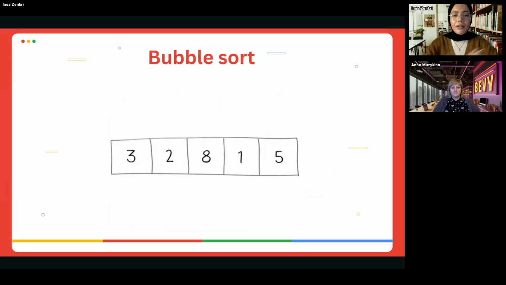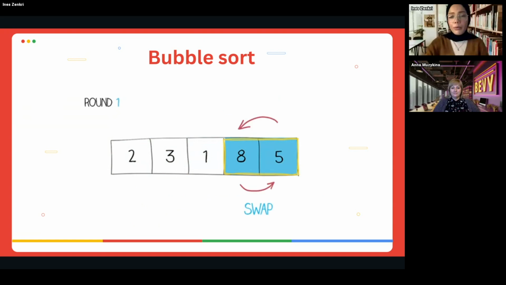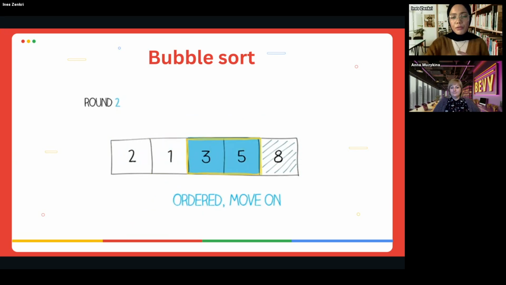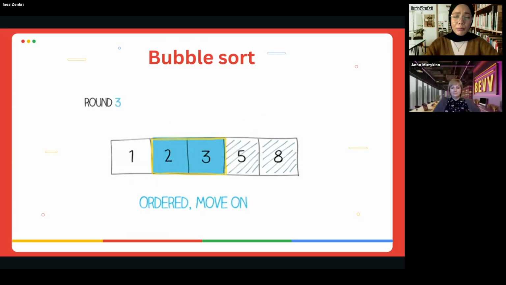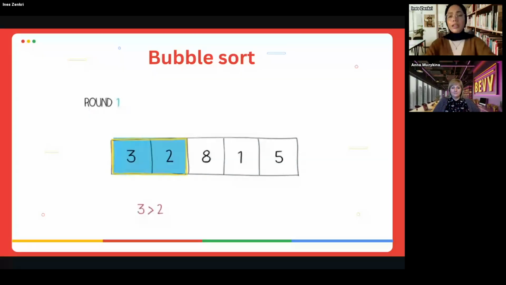So how does bubble sort work? We basically take two neighbors and start comparing them with each other. It depends on how you want to sort your array, in ascending order or descending order. If one of the neighbors is bigger than the other, then we just swap them. And why is it called bubble sort? Basically because in each round, the biggest element will be bubbled to the end of the array.